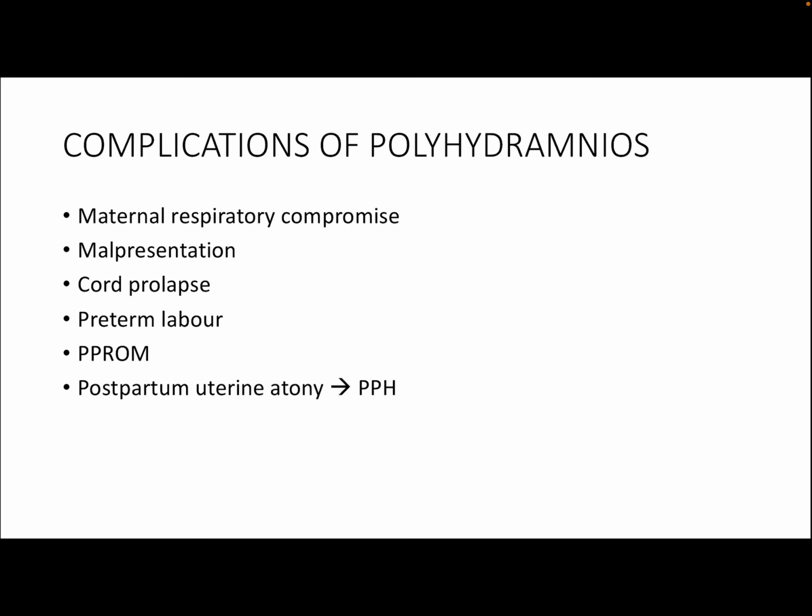So, coming to complications of polyhydramnios, it can lead to severe maternal respiratory compromise, malpresentations, because the high amount of fluid makes it very easy for the fetus to shift position. Then cord prolapse, preterm labor, and premature rupture of membranes. And also, because of the uterine distension caused by excess fluid, it can lead to postpartum uterine atony, which can lead to postpartum hemorrhage.